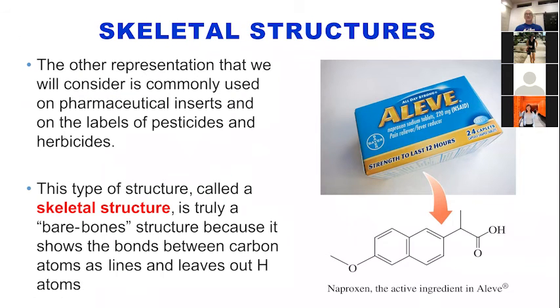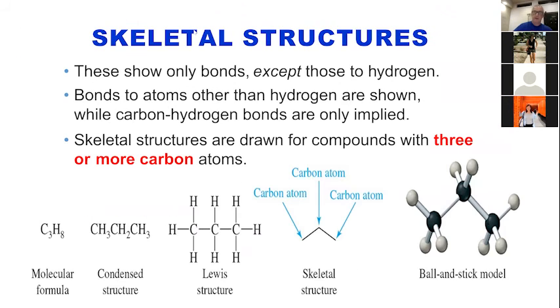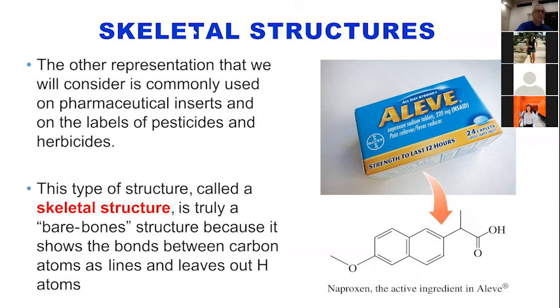So this is a structure we're going to get used to drawing because it gives us a lot of information, and we can draw large structures fairly easily. It's called a skeletal structure, or basically a bare bones structure. Now, what it doesn't show are hydrogens. So we don't see any hydrogens here that are bound to carbon. We don't see any carbon-hydrogen bonds.